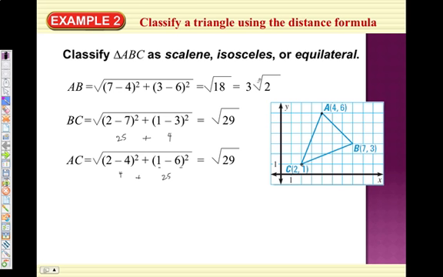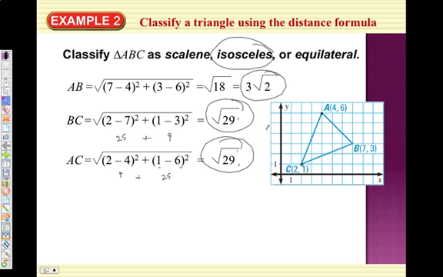So notice your distances. 3 roots of 2, square root of 29, square root of 29. Two sides are the same, the other side is different. So it's definitely not equilateral, definitely not scalene. Isosceles says two sides are the same, the other side is different. There you go. So now you know how to classify a triangle, but we got to use the distance formula to do that.